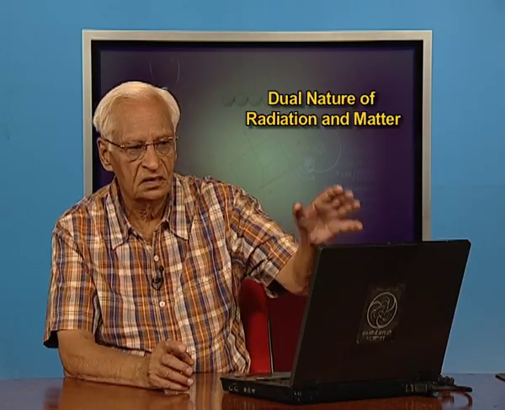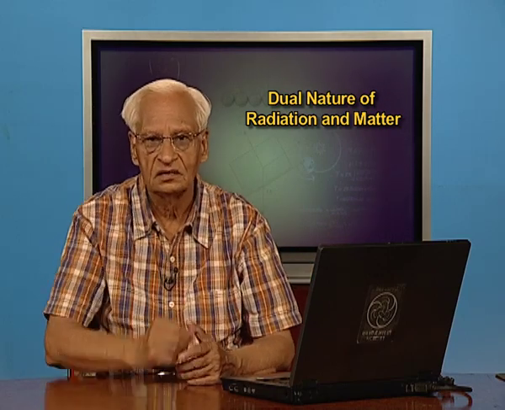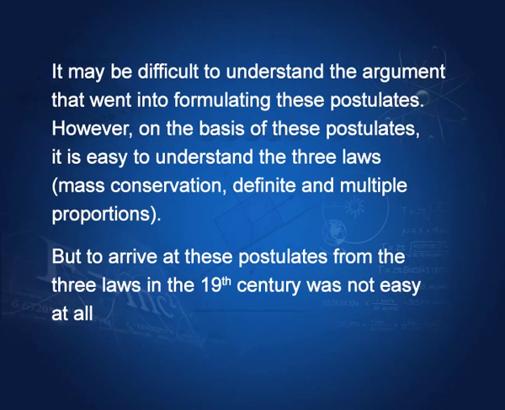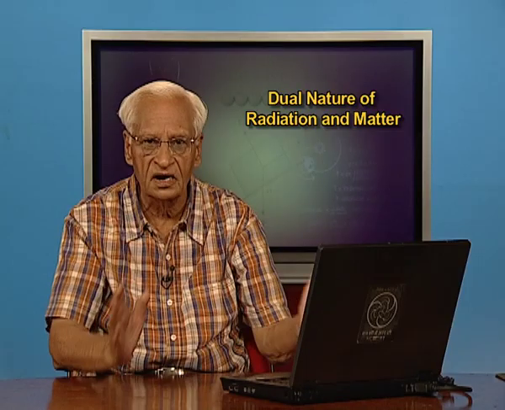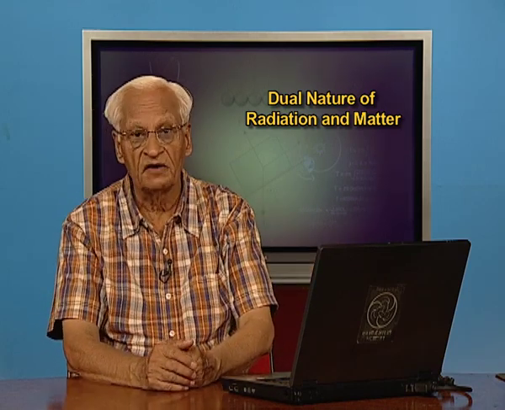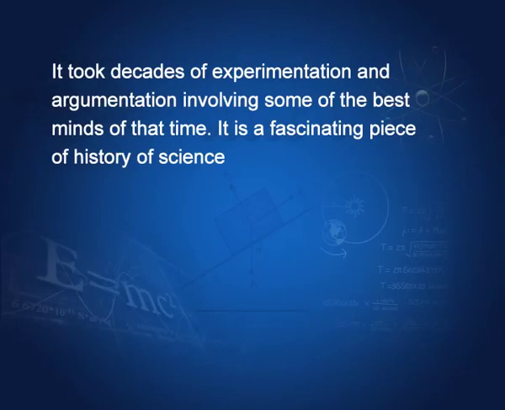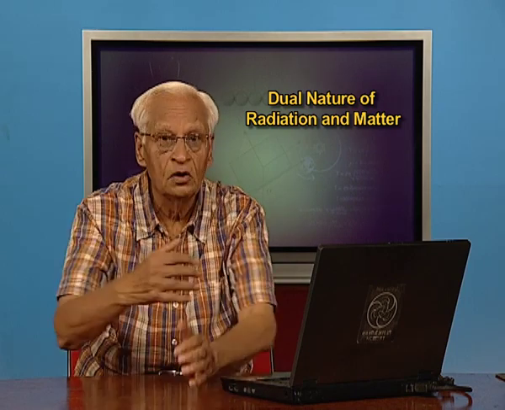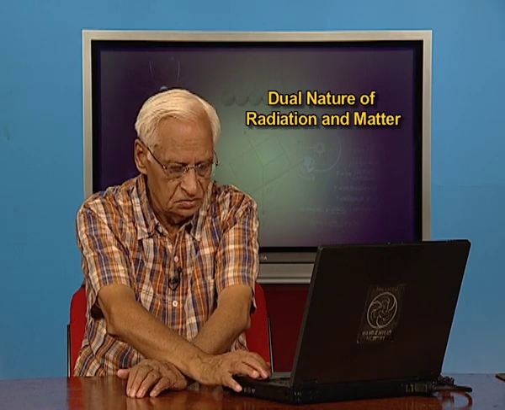However, if we accept those postulates, then we can understand the laws which governed chemical reactions, like conservation of mass, and then what were these laws? One was the conservation of matter, then the law of definite proportions and the law of multiple proportions. We can understand these laws if we accept the postulates. However, the process was reverse. These laws were first studied. On the basis of these laws, arguments were given, debates took place, and then they were distilled in the form of the postulates which Dalton formulated. It is a fascinating piece of history of science, how science evolves and how long sometimes it takes for science to evolve.